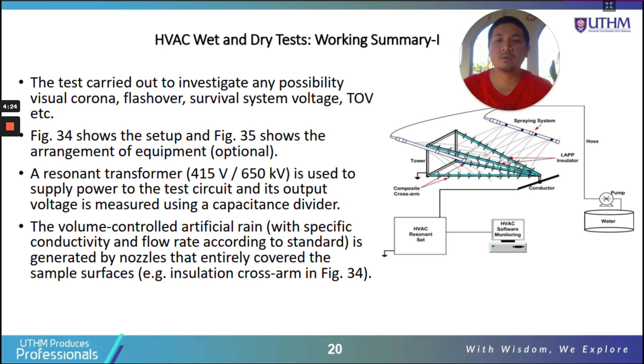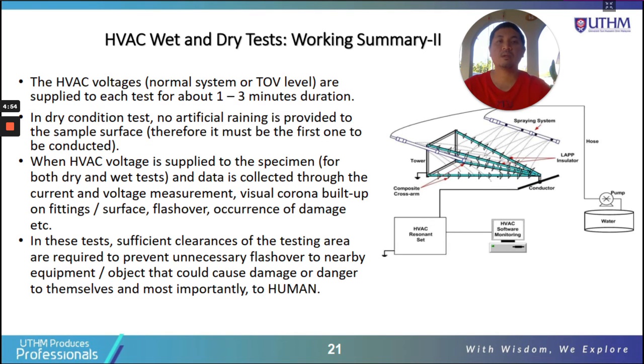Then we control the artificial rain with specific conductivity and flow rate according to the standard. Of course, we have to refer to the standard: what is the flow rate of the water, and what is the conductivity of that water, must be controlled. The water is sprayed from the nozzle to completely cover the entire surface. It is supplied to each test for about 1 to 3 minutes duration.